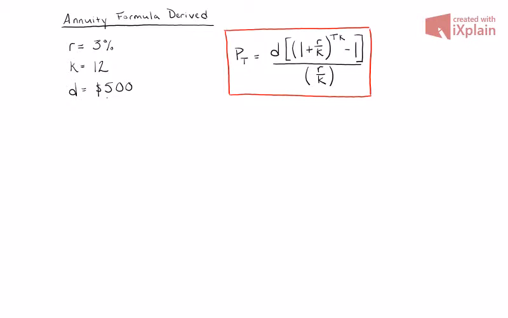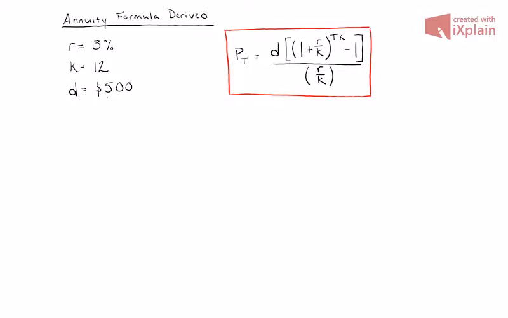Hi Math 107. In this video we're going to be looking at how to derive the annuity formula. Specifically, we're going to be looking at the part of the annuity where we are making our regular payments into the account. So this is before we actually retired and started to do any sort of payout.